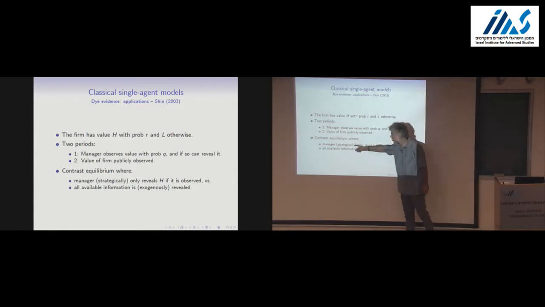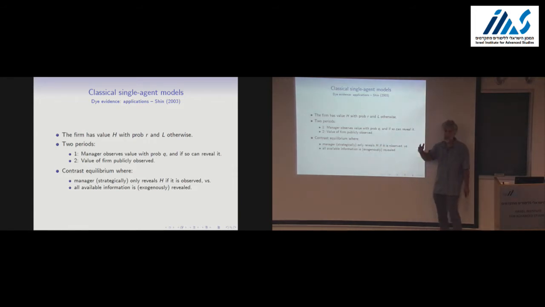In one, the manager, who wants to be thought of as having a high-value firm, strategically reveals H only if it's observed. If he observes a high value, of course he'll reveal it, because that's the best it could be, as in unraveling. But he can strategically hide the low value, as would happen in this type of model. In the other, the information is exogenously provided. We'll consider these two environments and look at the equilibrium that happens.